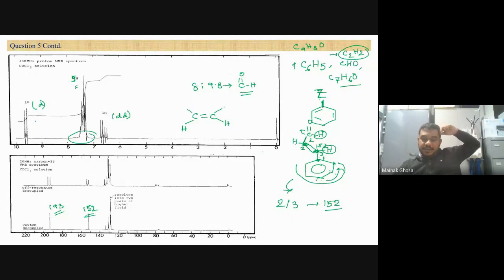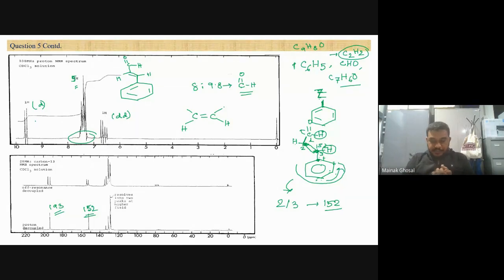So actually this is the structure of the compound that you have observed, using this data.